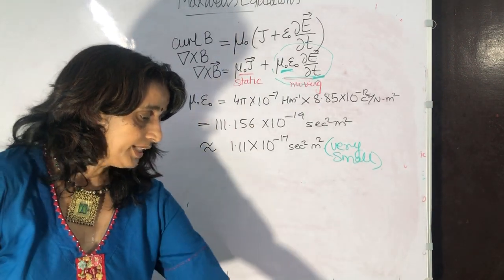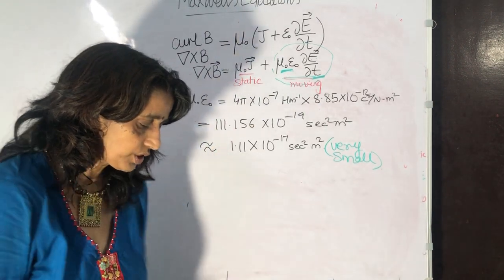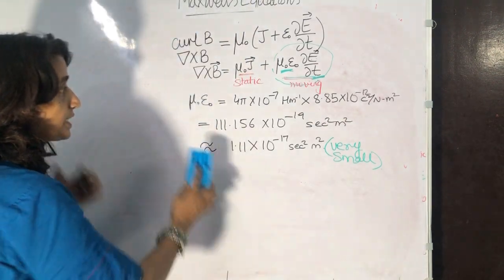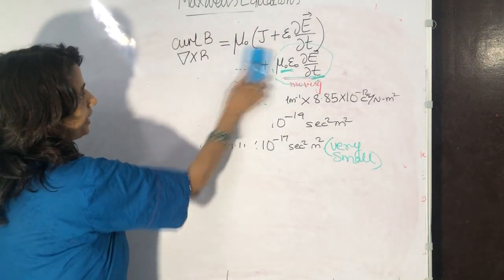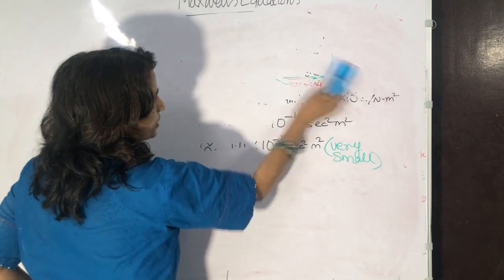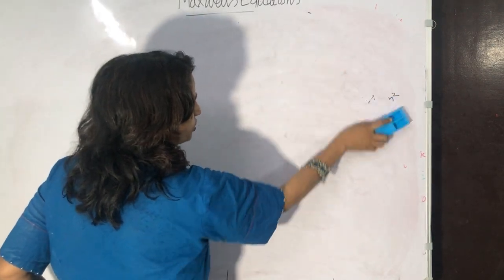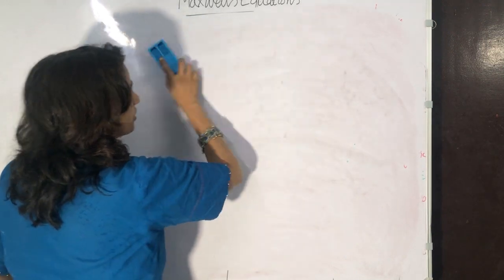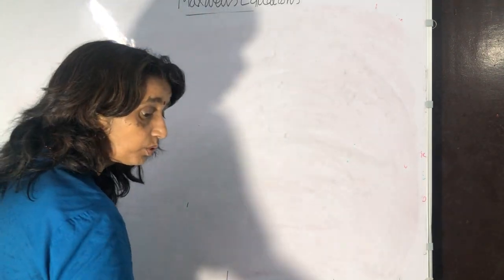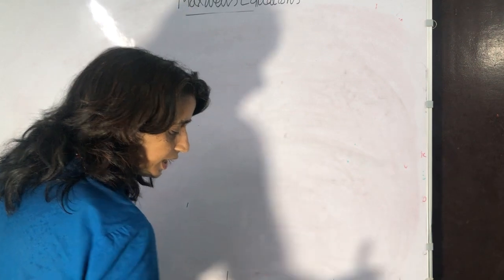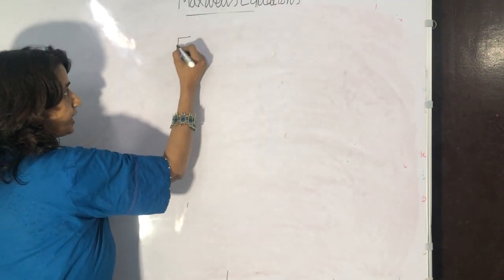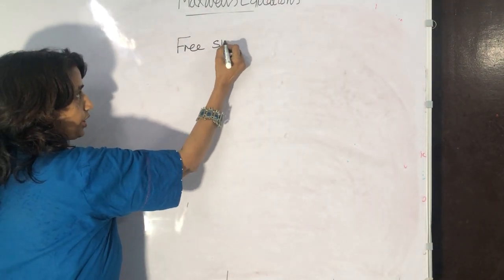Now, in the exams, one more question which is asked is Maxwell's equations in free space. Free space. What do you mean by the word free space? This question is also asked, right? Maxwell's equations in free space. It is asked in both section A and section B questions. Free space or the free charges. What do you mean by this?